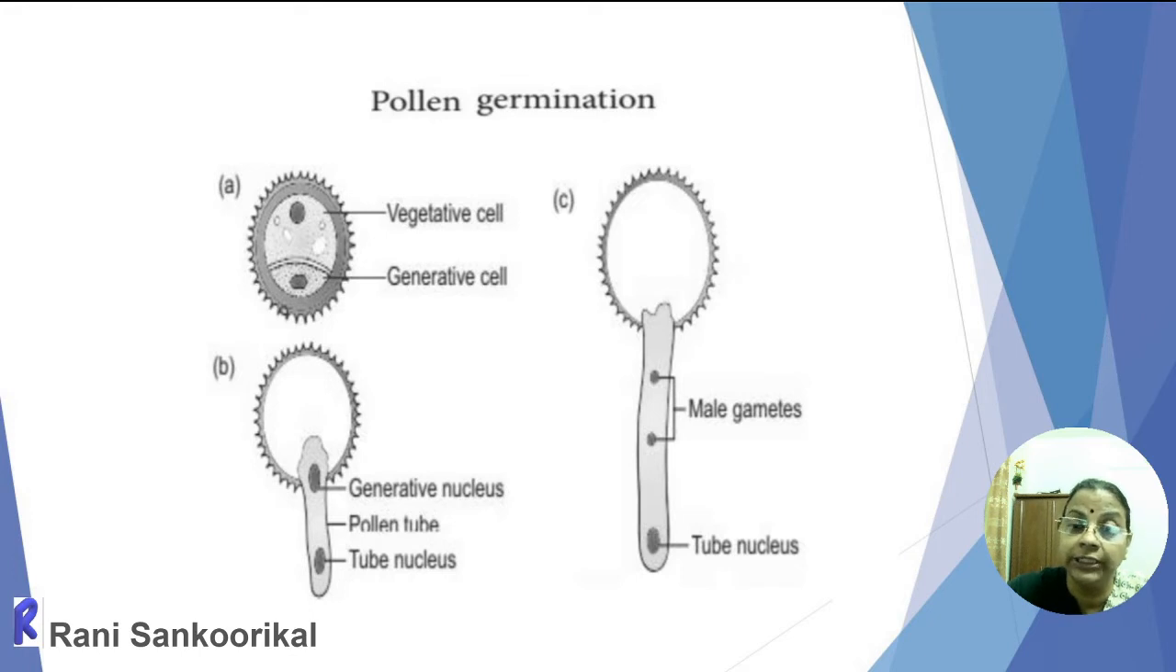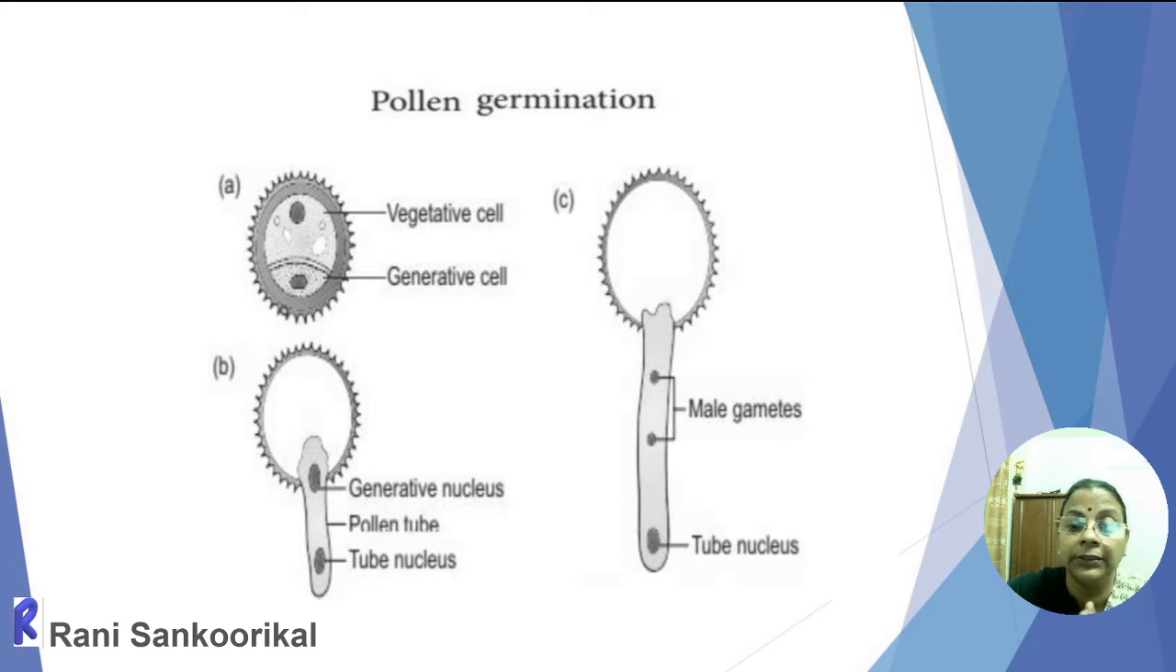The vegetative cell will contain a distinct nucleus, irregular in appearance, and the generative cell is small and spindle shaped. It will be floating within the cytoplasm of the vegetative cell. And exine and intine: exine is made up of sporopollenin, intine is made up of pectocellulose. So that is the intact one.